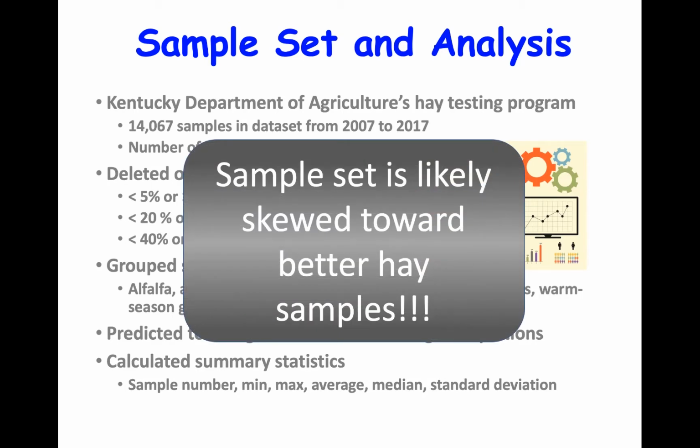Last thing I want to mention before I give you a synopsis of this presentation was that this sample set is likely skewed towards better hay samples. Why is that? It's because people that take the time to submit their hay samples for forage quality analysis are probably some of your better hay producers, and they're taking the time and the money to take that sample and send it in. And that's going to skew this sample set towards those better samples. The worst hay in Kentucky never gets tested.